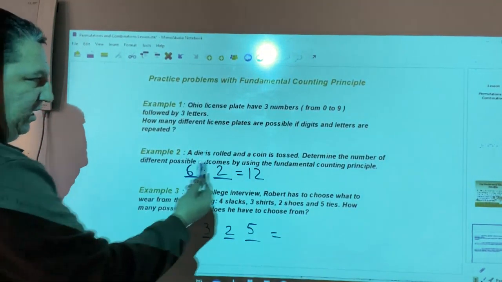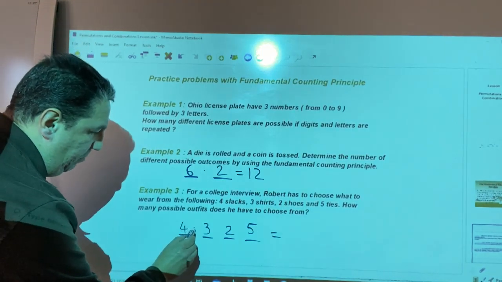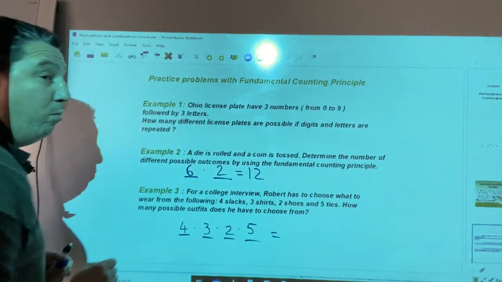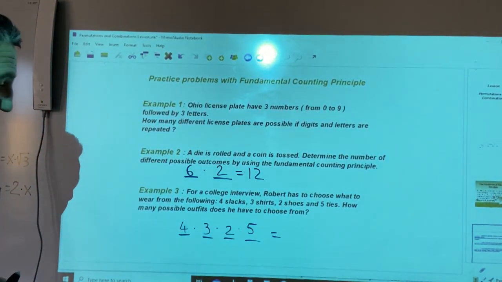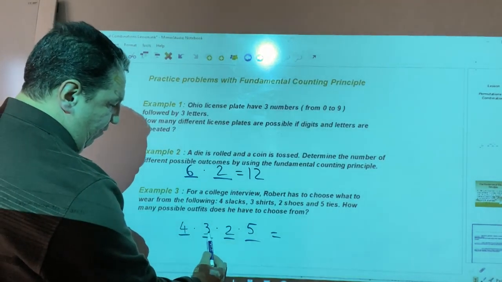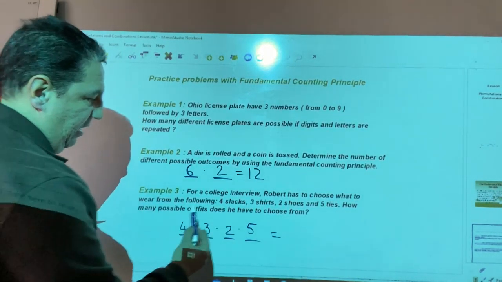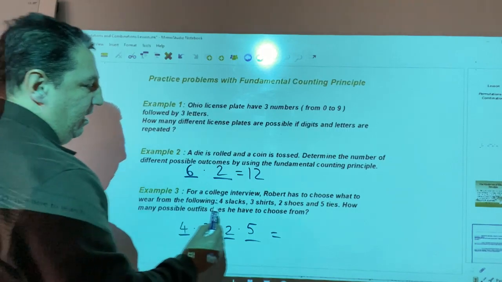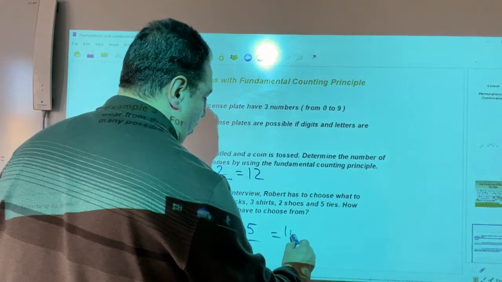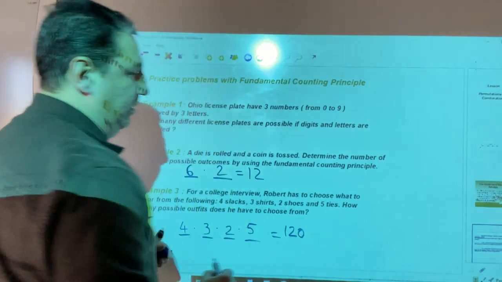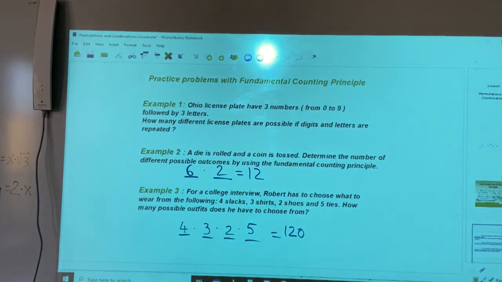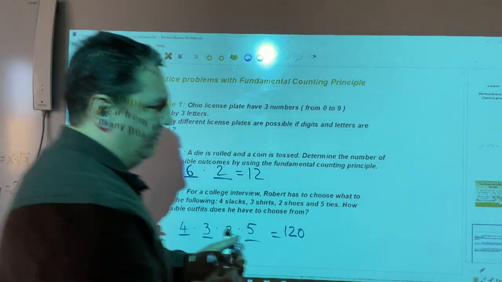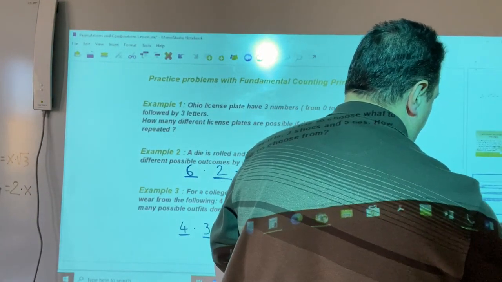Yes? According to the fundamental counting principle, all we need to do is to multiply these numbers. So we're gonna have 4 times 3, 12, times 2 is 24, times 5 is 120 possible outfits, right? Good. Another case.